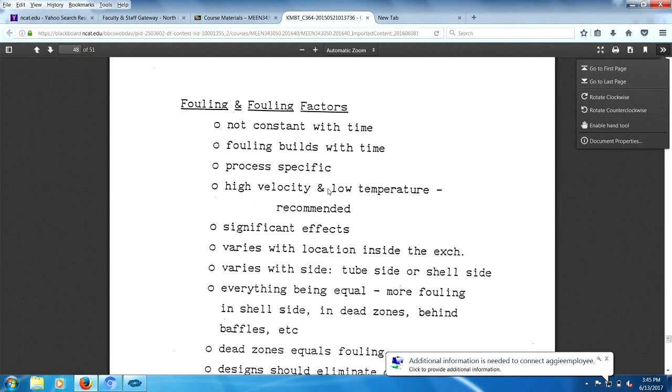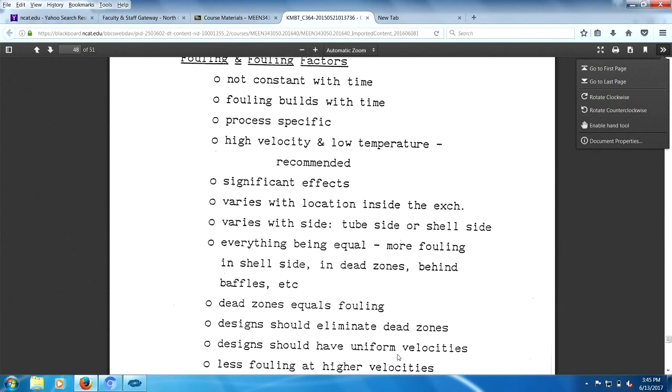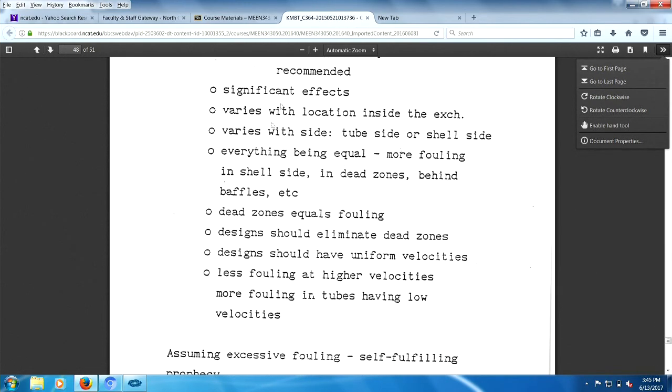You should recognize fouling is specific, again, 3 days versus never. Fouling builds up with time, has significant effects, and varies with location. Inside the exchanger, dead zones lead to fouling. You hear all this stuff, you want to try to prevent dead zones. That's a fairly worthless statement, by the way.